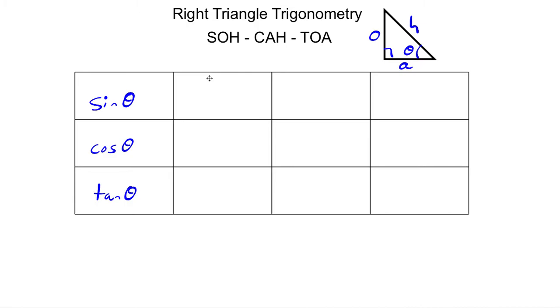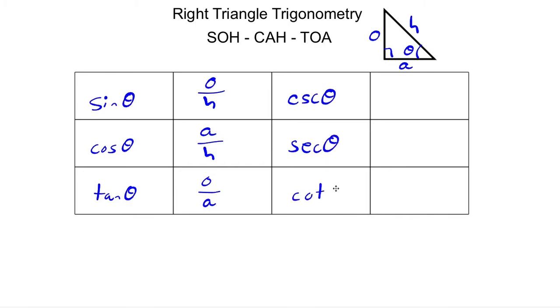So the sine is the opposite over the hypotenuse. The cosine is the adjacent over the hypotenuse. And the tangent is the opposite over the adjacent. Sohcahtoa. Pretty neat. But we also have what's called the cosecant, the secant, and the cotangent.